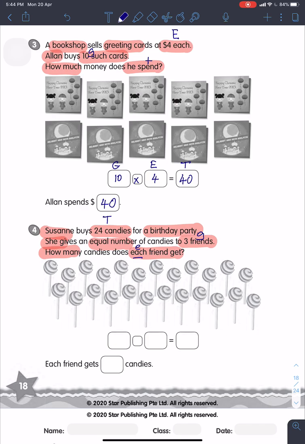So now once we have the total and we have the group, we want to find out how many in each. So we work backwards. We start with the total and do a division. We divide by the number of groups to find how many are there in each. So the total is 24, we divide by the number of groups, which is 3, to find out that each friend actually gets 8 candies.